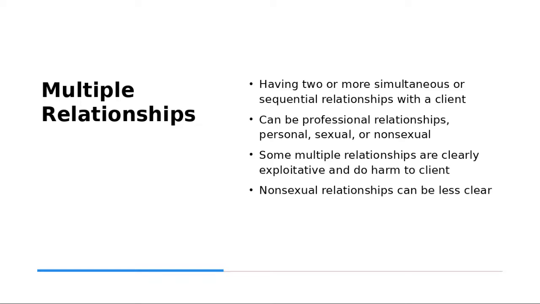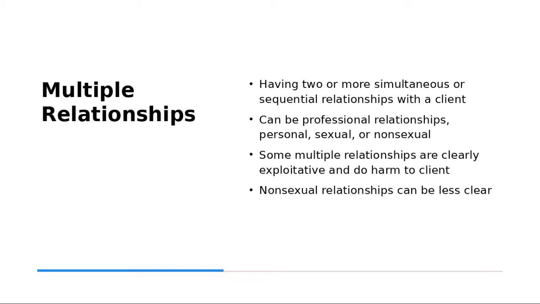And these multiple relationships can be professional relationships. So again, the example of having this person as your client and then later as your accountant, those will be two professional relationships. They can be personal relationships, like having friendships with your clients, sexual or non-sexual. So all of these would constitute multiple relationships.